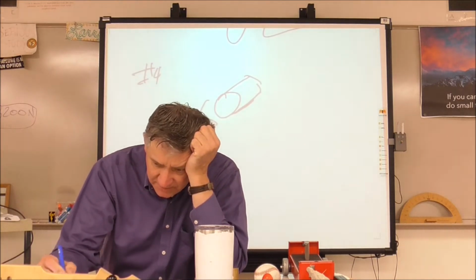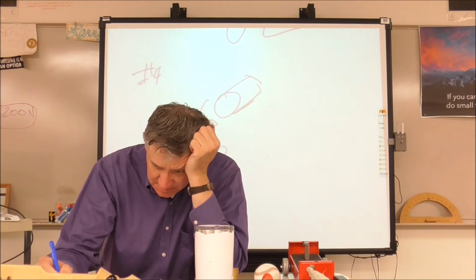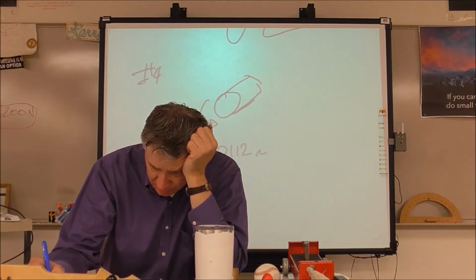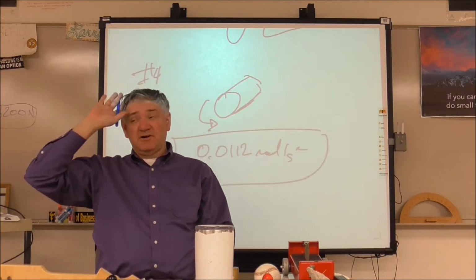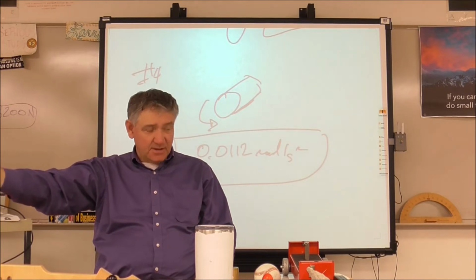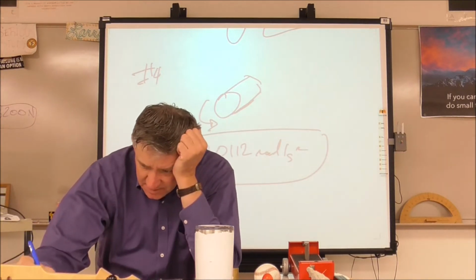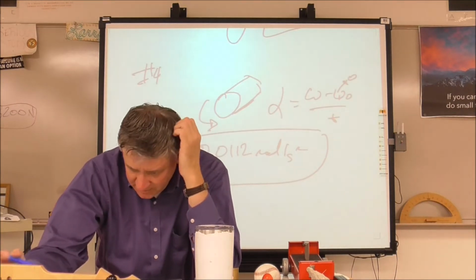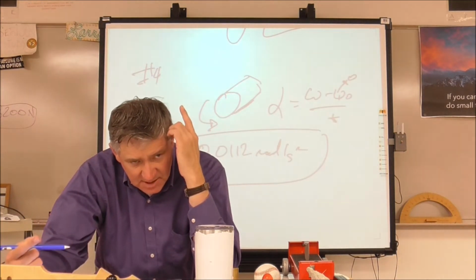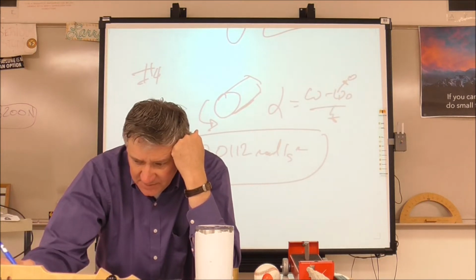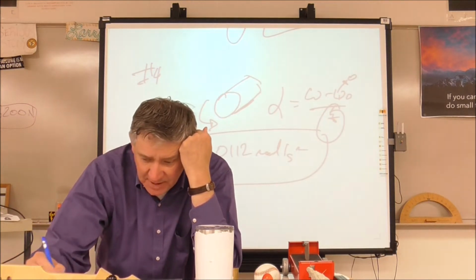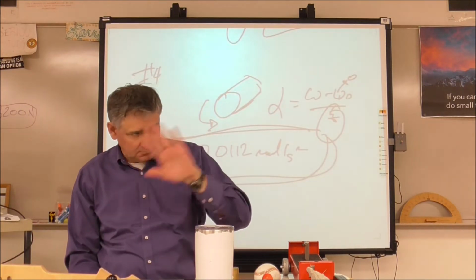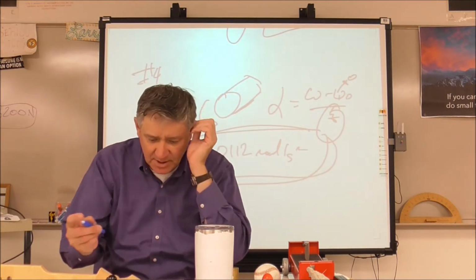So, your answer to 4A says 0.112 radians per second squared. Okay? That's wrong. Everything else is going to be a train wreck. Okay? So, you're going to use alpha equals omega minus omega naught over time. Your initial is 0. You're going to take those revolutions per minute, change that into radians per second, and then divide that by the time that's in seconds. And that's what you're going to get. Okay? Because if that's wrong, everything's going to be a train wreck.